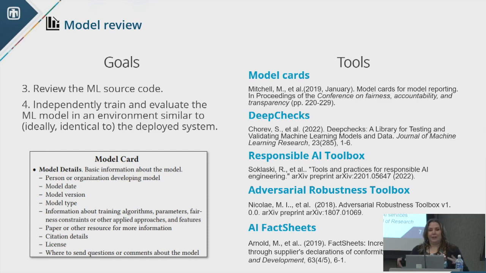So again, this is not a comprehensive list. These are some tools that we've identified to be readily usable. I'll walk through the first 2, but I do want to highlight things like the Responsible AI Toolbox, the Adversarial Robustness Toolbox. I know these have come up actually in other talks, so I think others are familiar with these, and as well as AI fact sheets.